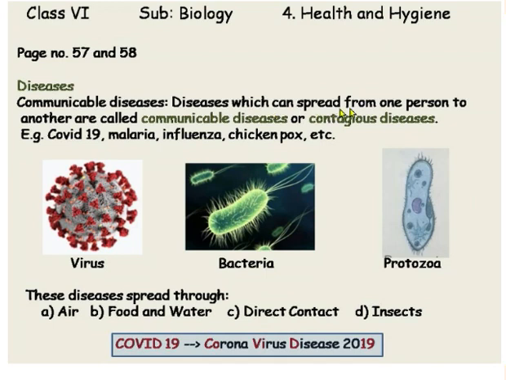Diseases which can spread from one person to another are called communicable diseases or contagious diseases. These are also called infectious diseases or infections. Examples are COVID-19, malaria, influenza, chickenpox, measles, etc.